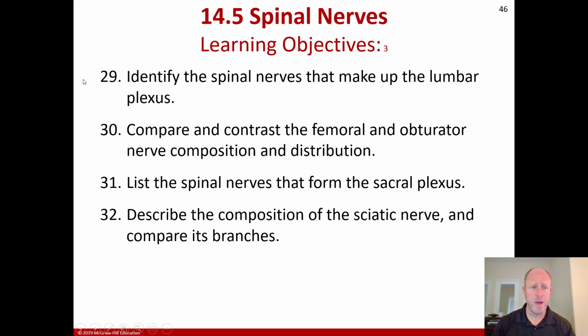You should also be able to identify the spinal nerves that make up the lumbar plexus, compare and contrast the femoral and obturator nerve composition and distribution, list the spinal nerves that form the sacral plexus, describe the composition of the sciatic nerve, and compare its branches.